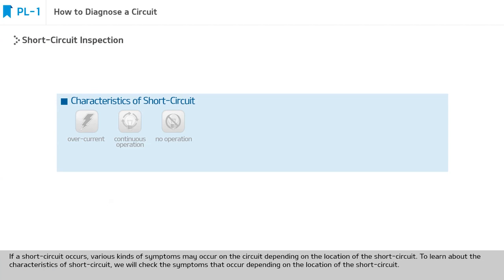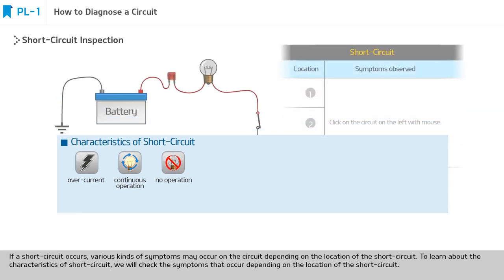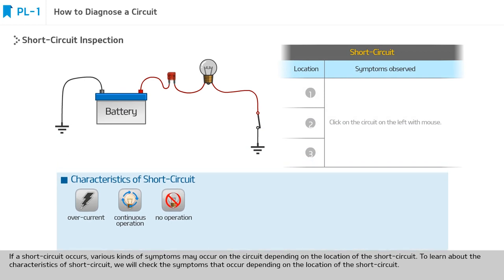If a short circuit occurs, various kinds of symptoms may occur on the circuit, depending on the location of the short circuit. To learn about the characteristics of short circuit, we will check the symptoms that occur depending on the location of the short circuit.